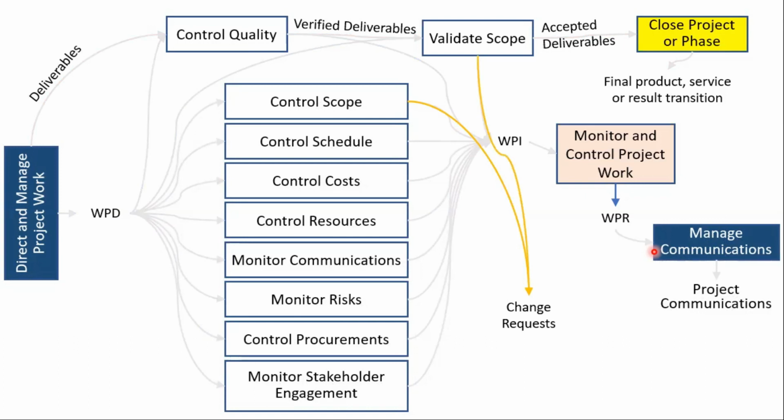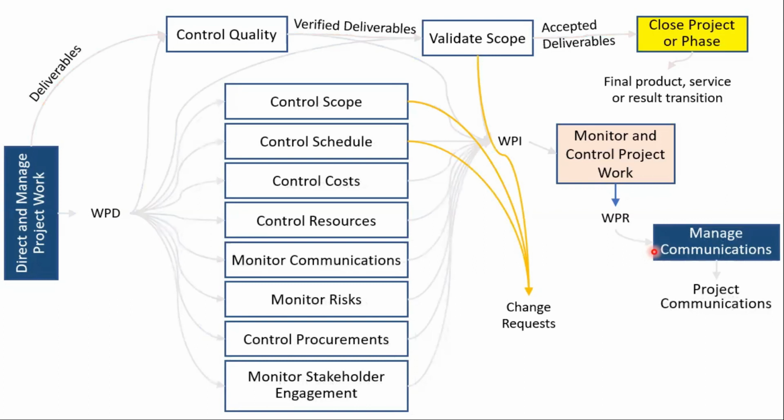There could be a change request from validate scope, where you might find that the inspection process is not going smoothly, so you want to change the inspection process. That could lead to a change request. You can have a change request from control schedule. When you see that the project is not going according to the schedule, you are falling behind by too much, probably you want to look at some techniques like schedule compression. Then probably that could initiate some change requests.